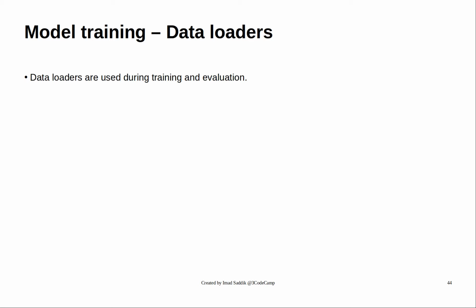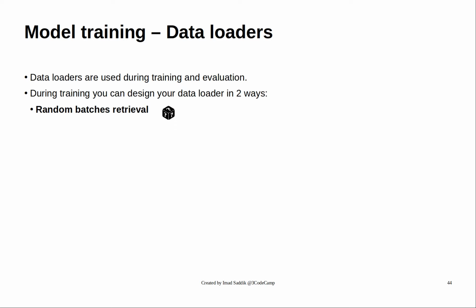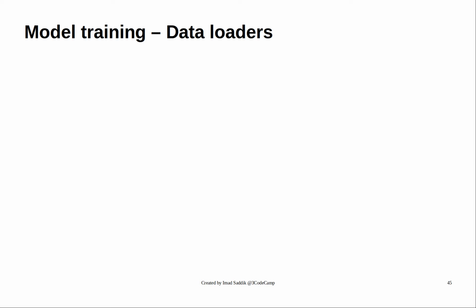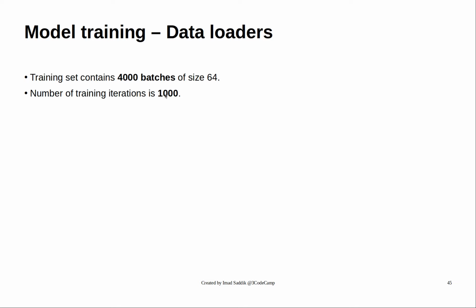As I mentioned earlier, they are used in both training and evaluation, and we can set them up in two ways. The first method selects a random batch of data in each iteration, while the second method processes all batches in one iteration. Let's compare these two methods with an example. Suppose that we have 4,000 batches in our training set, and each batch contains 64 samples. And let's say that we train for 1,000 iterations.